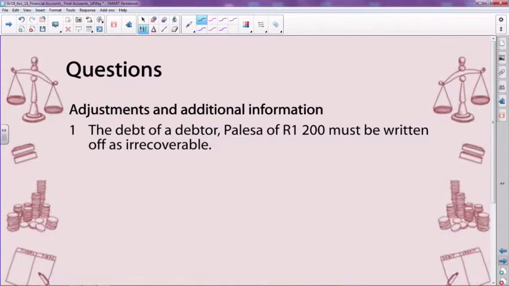The first one is: the debt of a debtor, Palesa, of 1,200 Rand must be written off as irrecoverable. So Palesa can't pay me. So what should I do with Palesa's debt? I'm giving you a minute. Do the adjustment for me.